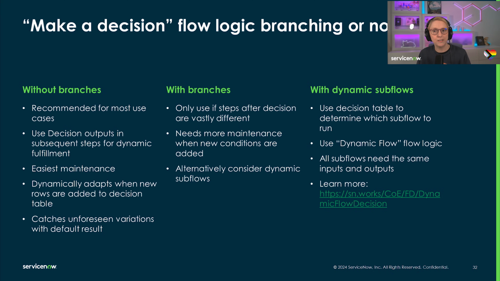It is also the most flexible option, as it inherently catches new data variations with the default result. You should only consider branching if the steps after the decision are significantly different from each other. But even then, I'd personally suggest to learn to use dynamic flows to unlock an amazingly powerful design pattern. Not only can you use decision tables to determine groups, users, choices, strings, and other results, but you can also decide which subflow to run with the dynamic flow logic.